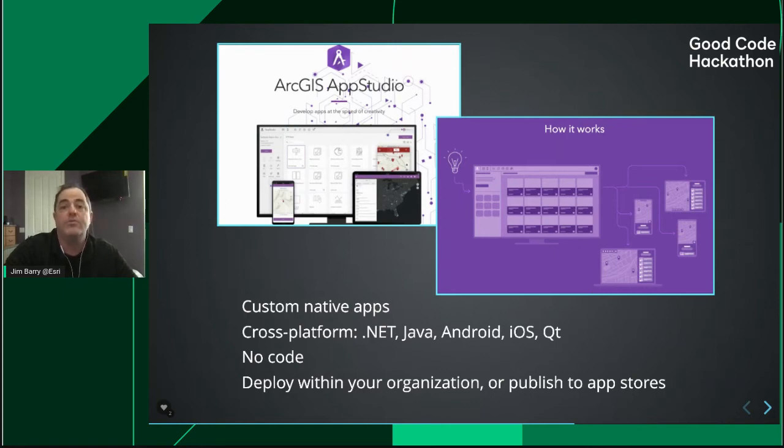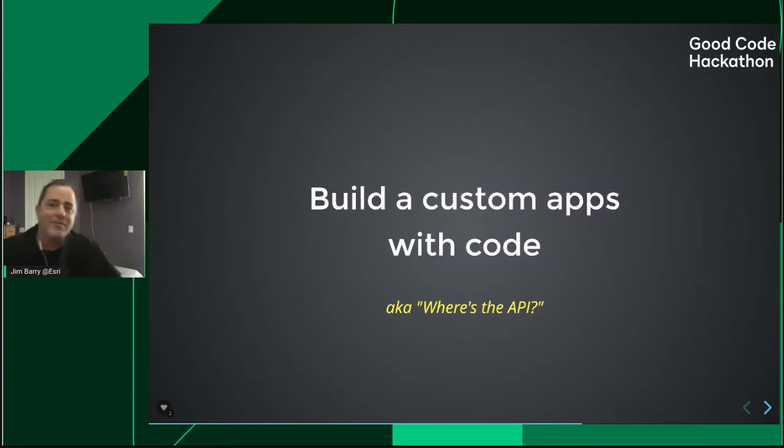Java, what have you. Build your app once and then compile it cross-platform or for different platforms. You can deploy that within your organization, or you can sell your app on the various app stores. So, okay, developers, get ready.